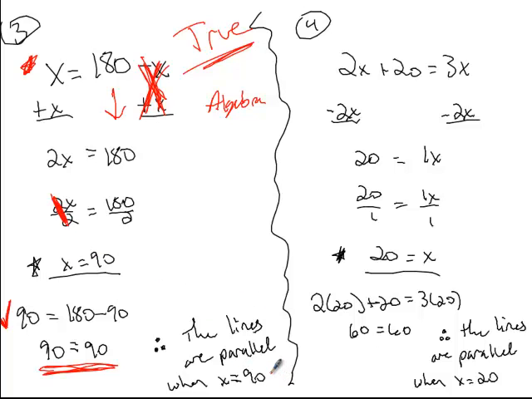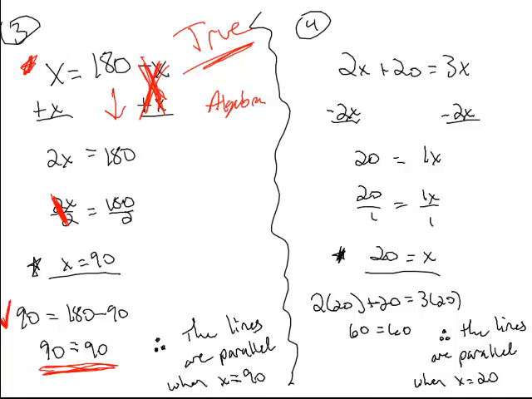Now let's say x equals 85. Well, then this wouldn't be a true statement, and my original assumption that the lines were parallel would also be wrong. The only way I was correct in assuming the lines were parallel is if I can prove that they are equal or they are congruent when I found x.